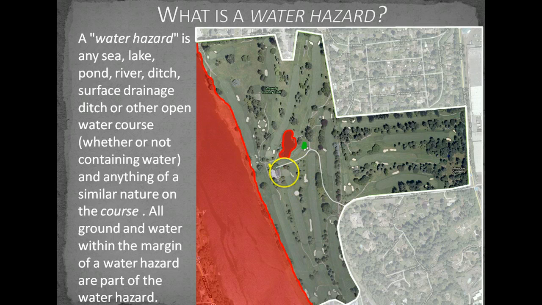Water hazards, just like out of bounds, have verticality, which means they go up and down. So the water hazard I'm looking at right now goes up into the sky forever, directly up, and it goes down into the ground forever, directly down, just like with out of bounds.